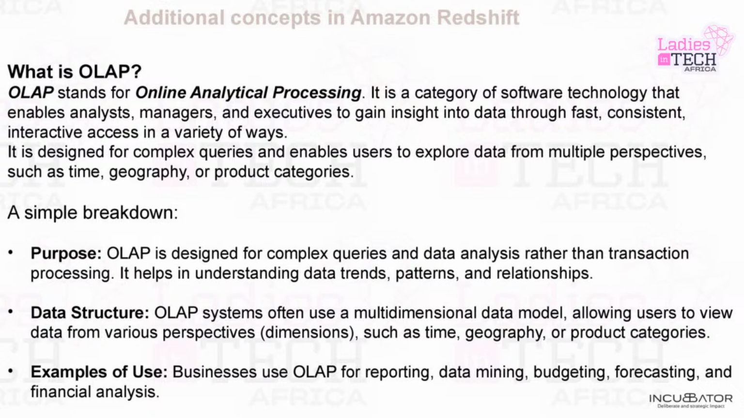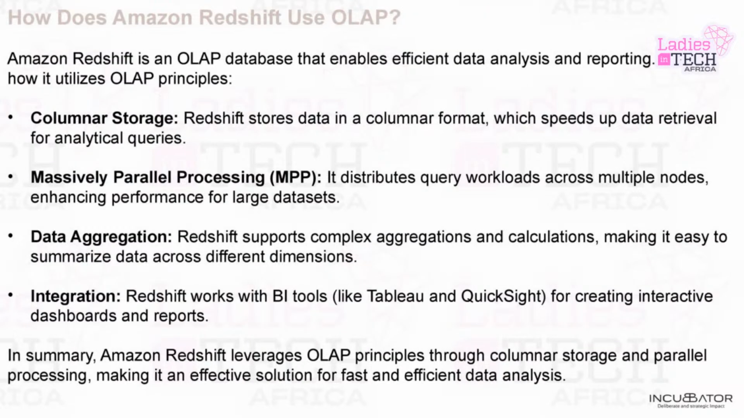So the data is structured: OLAP systems often use a multidimensional data model, allowing users to view data from various perspectives and dimensions such as time, geography, or product categories. Businesses use OLAP for reporting, data mining, budgeting, forecasting, and financial analysis. So let's move on. Amazon Redshift is an OLAP database. By now we understand what OLAP means, and that enables efficient data analysis and reporting.